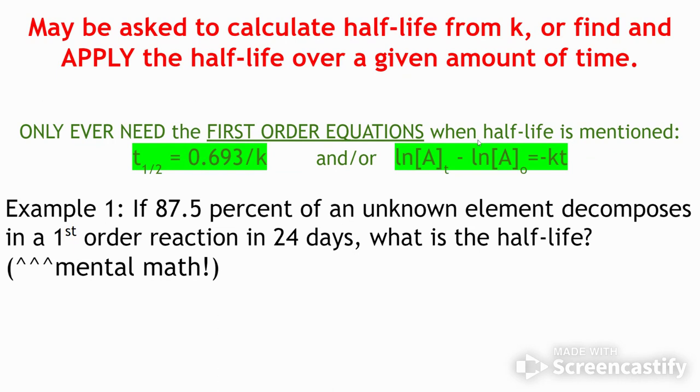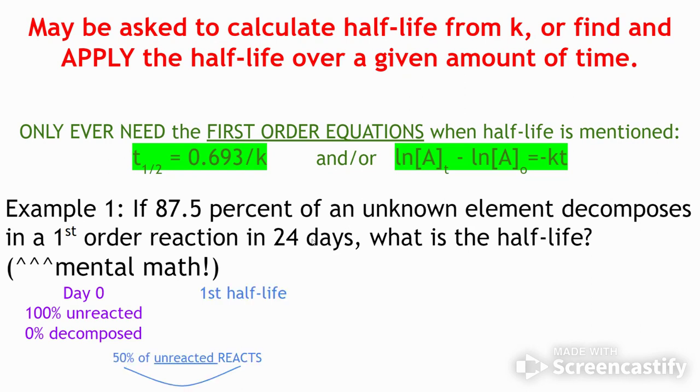So you might sit here and go, but my equations are useless. But they've given us enough time to think through this. You can do this in mental math. What you need to understand better and think through is the definition of a half-life. So if we start on day 0, before anything has even happened, we have 100% of our substance unreacted, and that means none of it has decomposed. After one half-life, the definition of half-life tells us that half of that unreacted stuff is going to react and decompose, which means after that first half-life, 50% of it is going to be unreacted and 50% of it is decomposed.